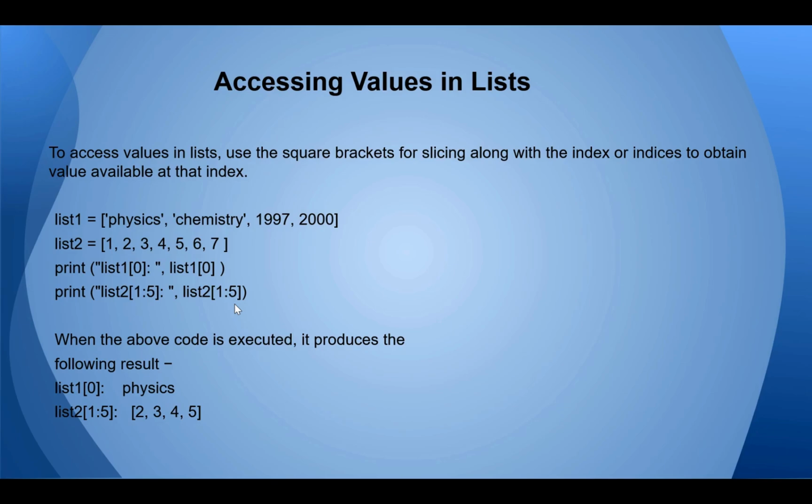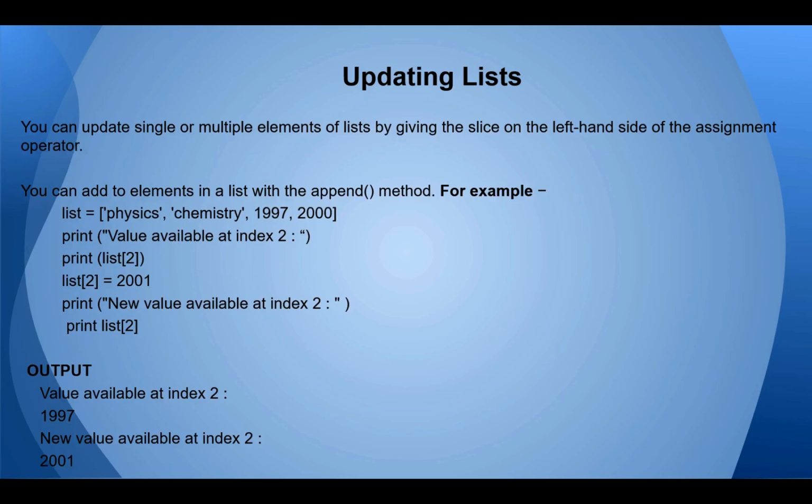is not included, right? So index number 1 is 2, index number 2 is 3, index number 3 is 4, and index number 4 is 5. So it will display 2 3 4 and 5, right? So in this way you can access the elements of the list.